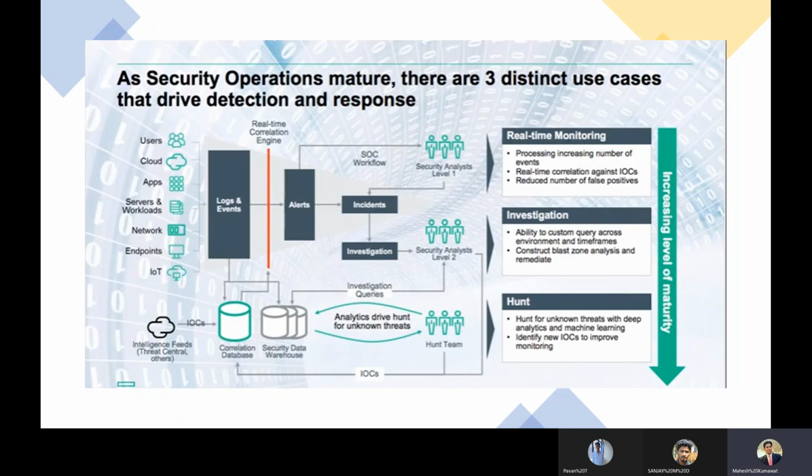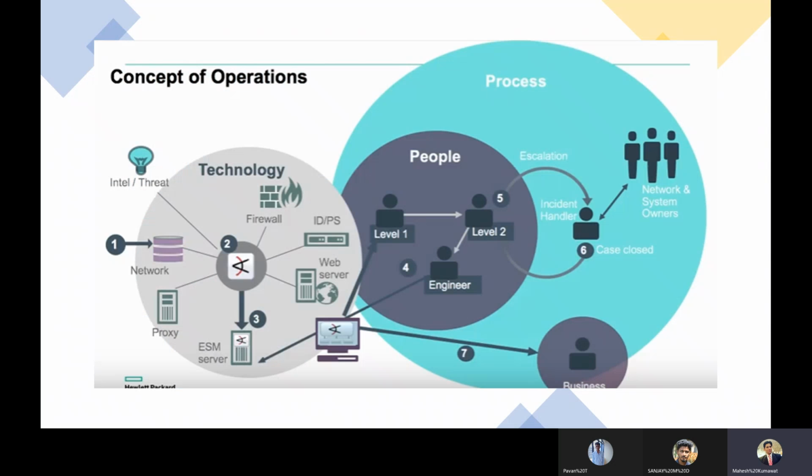So I hope you are clear on how the SIEM solution is going to work in a company, and who the persons are: security analyst level 1, security analyst level 2, and the threat hunting team. What they are doing is processing, increasing the number of events, real-time correlation against IOC, and reducing the number of false positives. Then the investigation team does its work, and the threat hunting team does theirs.